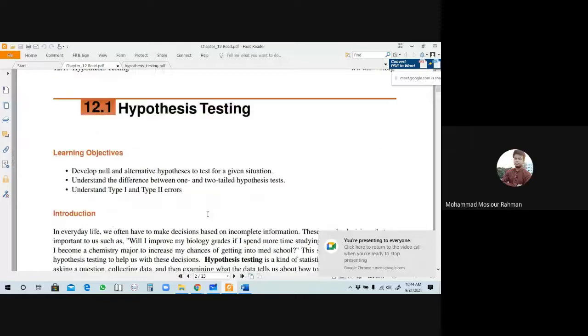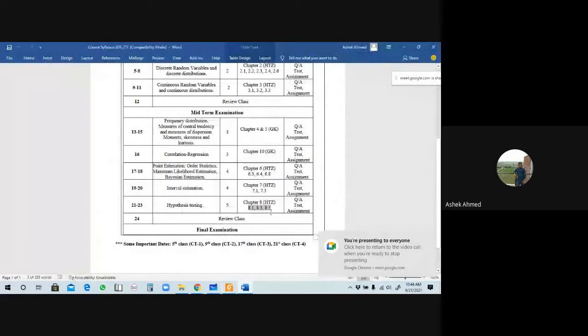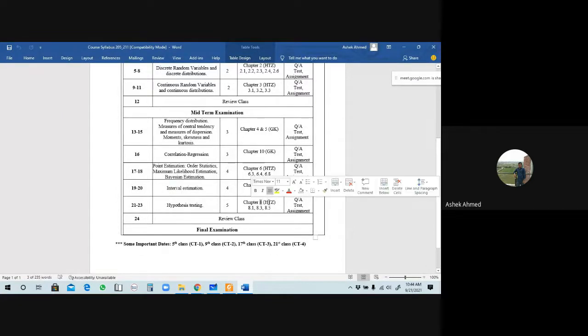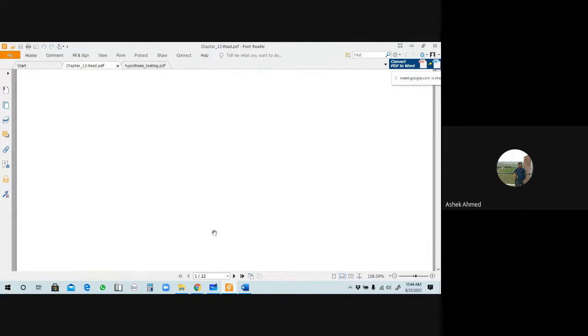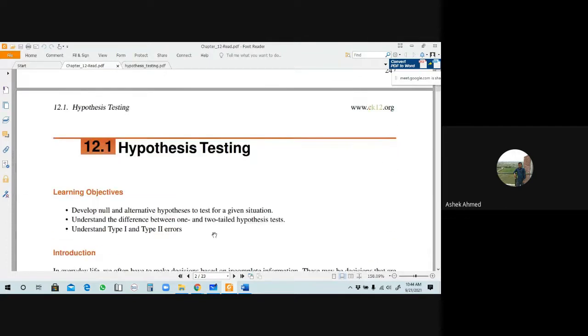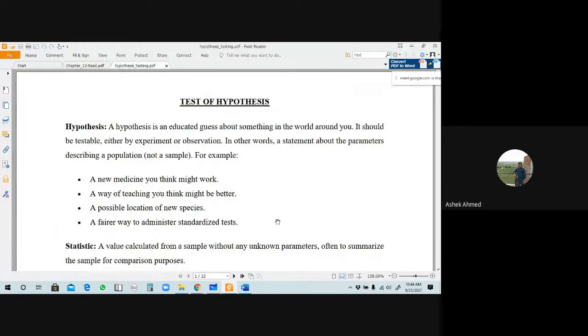Yes, sir. So according to our course syllabus, we will discuss chapter 8 from the HTZ textbook. The topics will be 8.1, 8.3, and 8.5. But we do not directly study these topics from the textbook. We have made a lecture note of these topics. I have already uploaded the lecture notes on your LMS, and you can collect them from there.